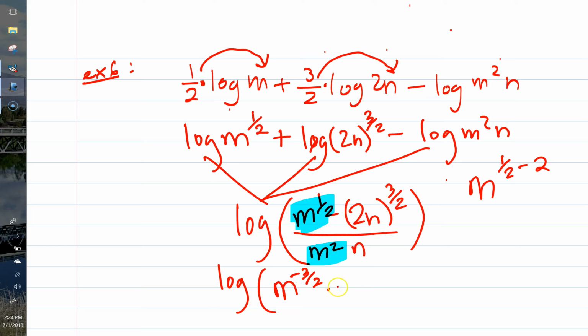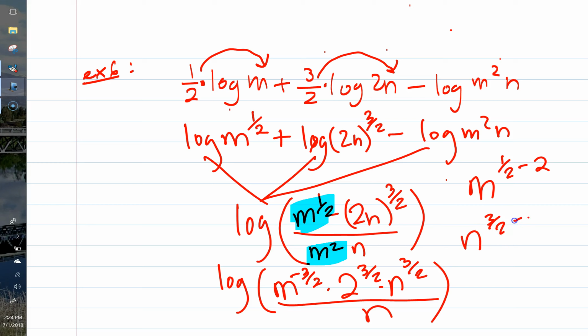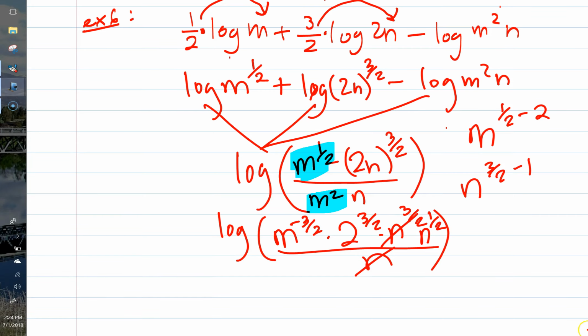This 3/2, I'm going to end up with 2 to the 3/2 times n to the 3/2 all over n. We can cancel out the n's. N to the 3/2 minus 1. That looks like we're going to end up with just n to the 1/2 on top. So now we'll clean it up. We're not going to leave a negative exponent, so I'll leave that m to the 3/2 on the bottom. 2 to the 3/2 here, and this becomes n to the 1/2 here.